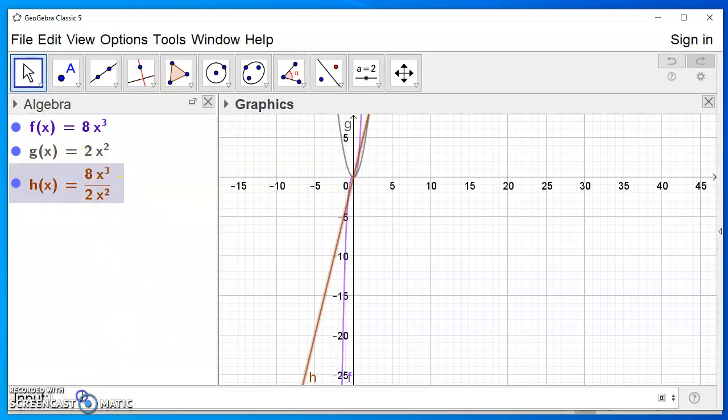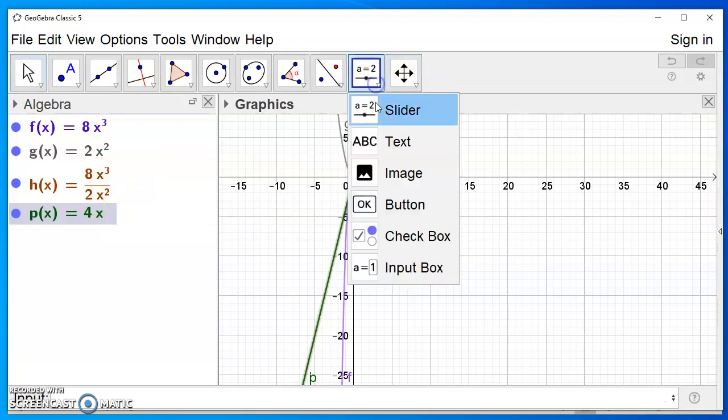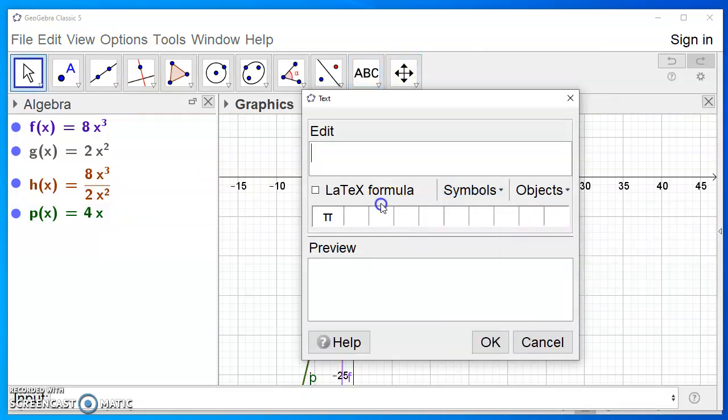Now, when you actually do this division, so I'm going to write simplify h. It simplifies down to 4x, right? Because 8 divided by 2 is 4. X cubed means you multiply x 3 times. X squared means you multiply x 2 times on the bottom, right? So what you have is something like this. Let's quickly write this out. 8 times x times x times x divided by 2 times x times x, right? You have something like this.